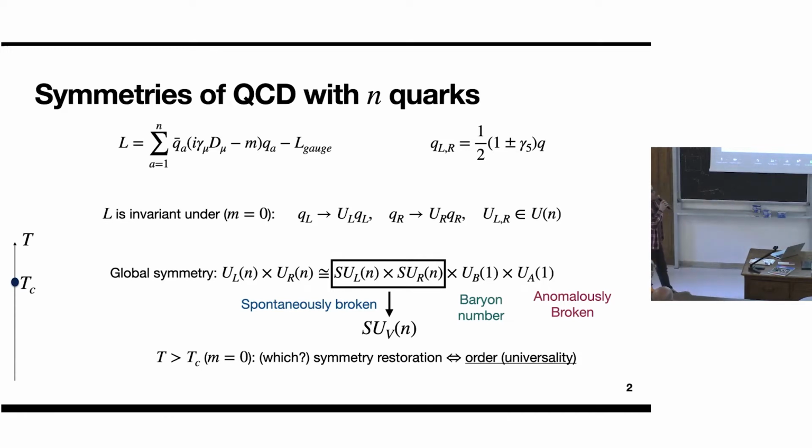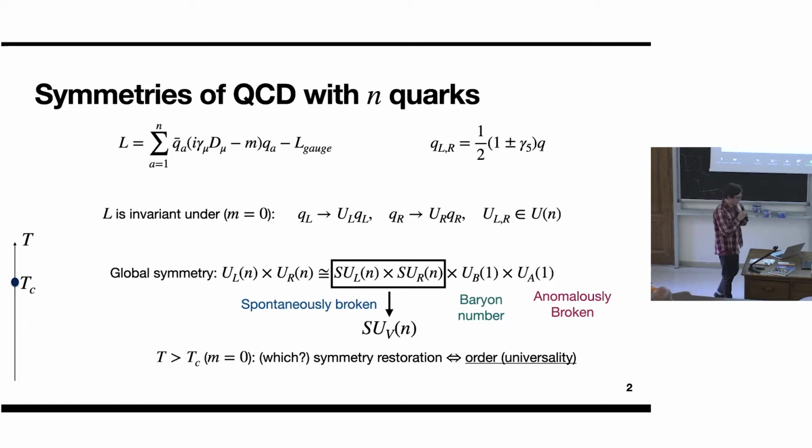So if we now take QCD at non-zero temperature, then there is a phase transition, the restoration of the symmetry, and the question which is discussed, and which is very interesting and important, is: what is the symmetry which is restored? Is it just the chiral one, SU(N) cross SU(N), or is it plus the anomalous axial U(1)? And it is important because it is tightly connected to the order of the phase transition and to the corresponding universality class.